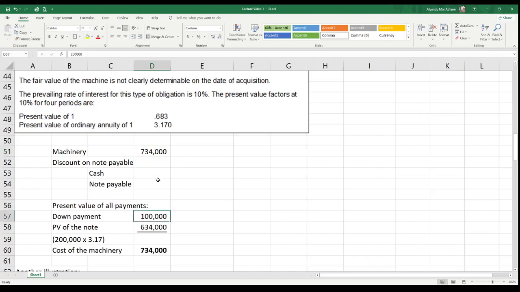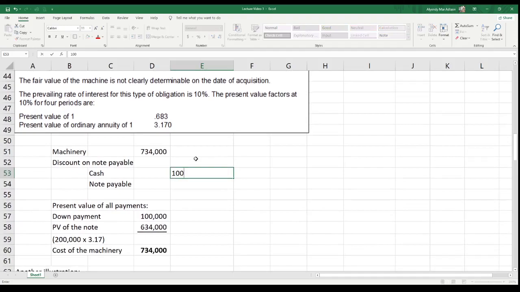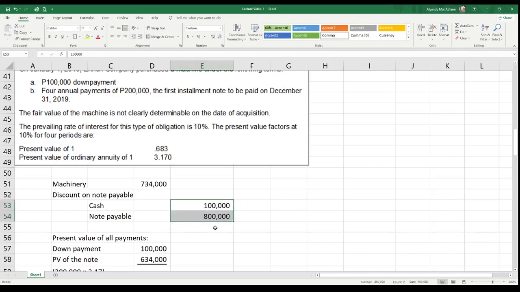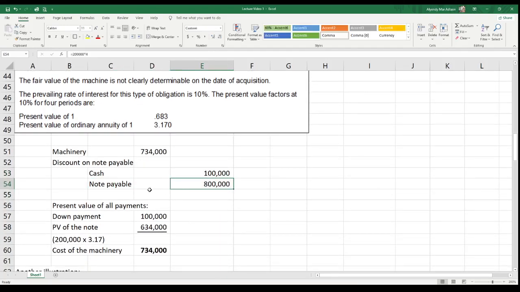Okay, now how about the cash? The cash is the down payment of 100,000 and the note payable. So, the note payable is not at present value but the total of 200,000 times 4 annual payments. So, that is 800,000 pesos. Okay, not its present value. It is the face value of 800,000 pesos.